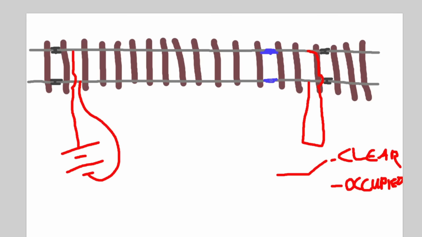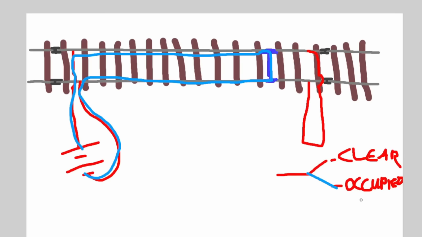Now the positive electricity goes into the rail, it flies on down, and it likes the path of least resistance, so rather than flow through the rest of this madness, it actually just flows through the wheel set and then comes back. And so now, we have no positive energy going to this relay. And when we lose that positive energy, the relay drops. By gravity, it drops down and says, hey, this track circuit is now occupied.